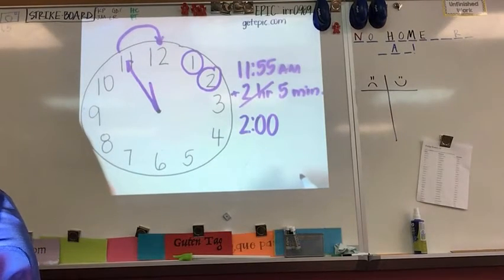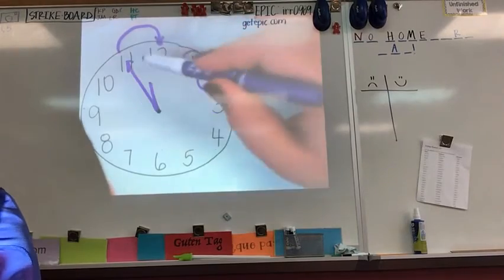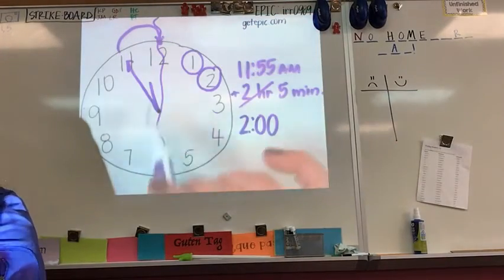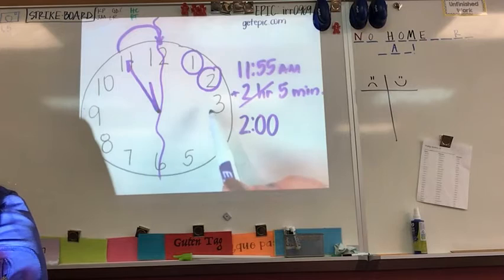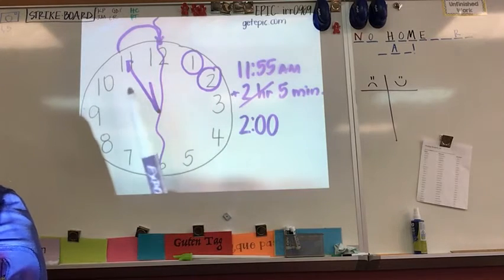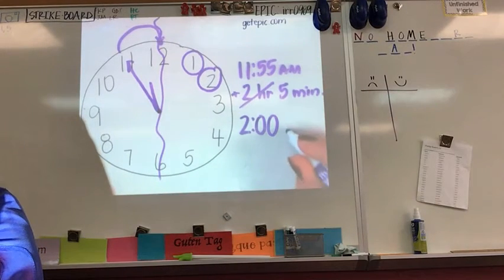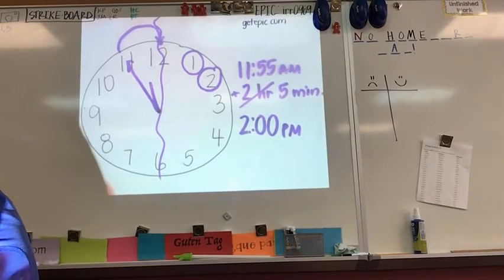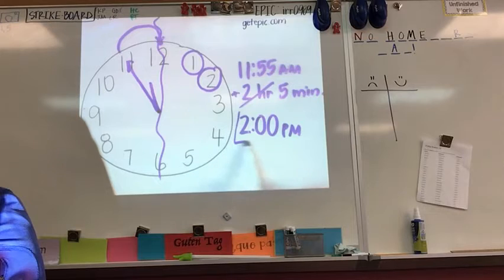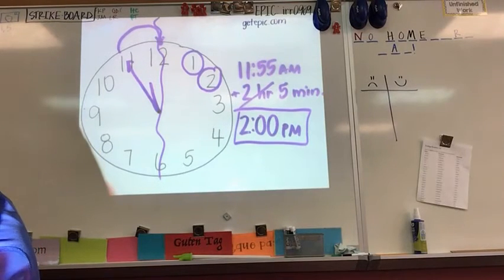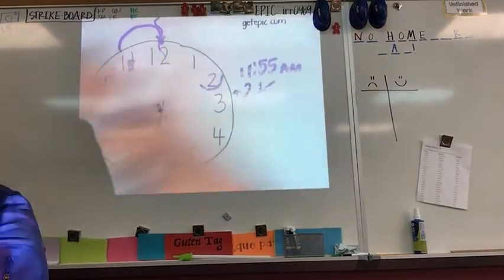And because it got to the 12 and passed, right, we went from being on this half of the clock to this half of the clock, we shifted from AM to PM now. We are now in the afternoon. So the final answer for that one should be 2 o'clock p.m. Go ahead and erase your clock, and we are going to continue practicing these.